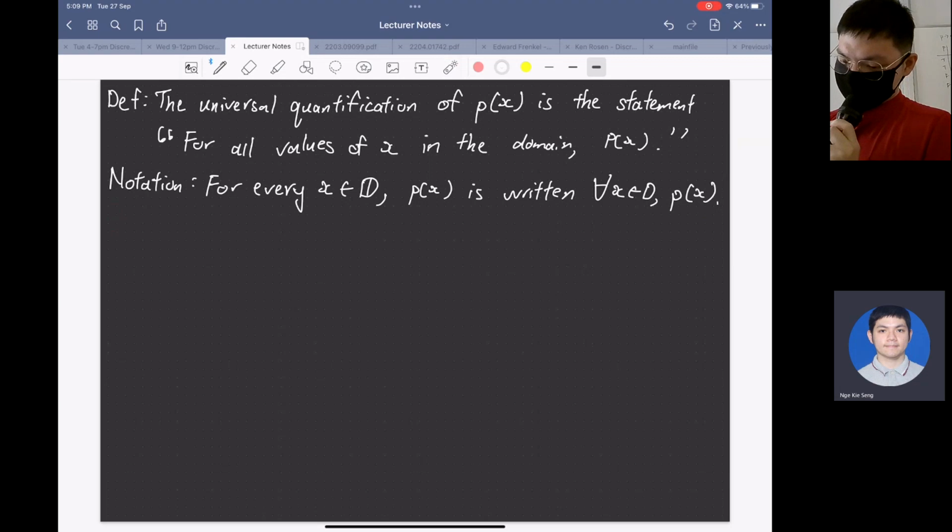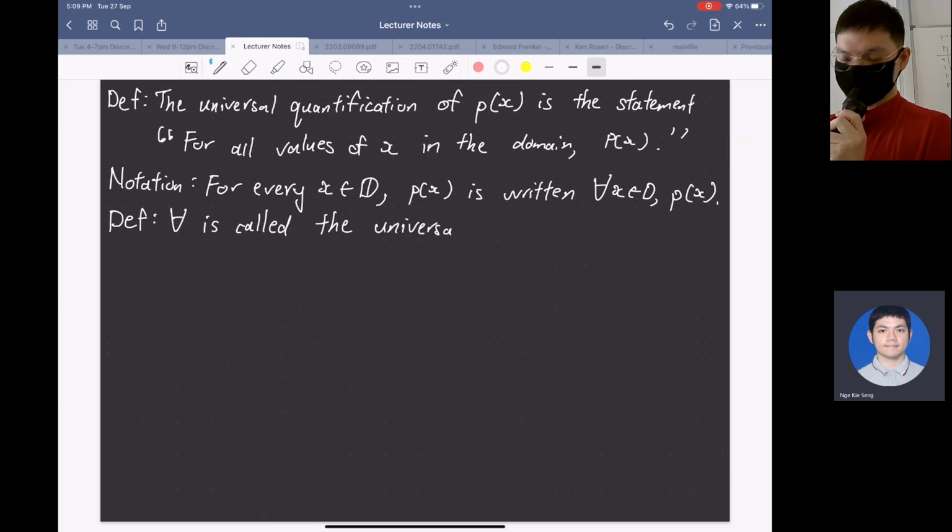So, definition. Also, if you don't understand my English, you should ask me. Don't be blur and then come ask me, I don't know what you taught just now. Ask me if you don't know any English I say. Maybe I said it wrong. So this symbol we will call a universal quantifier.